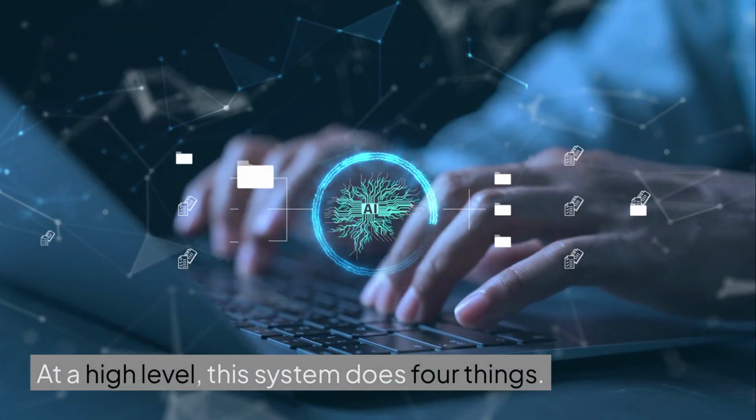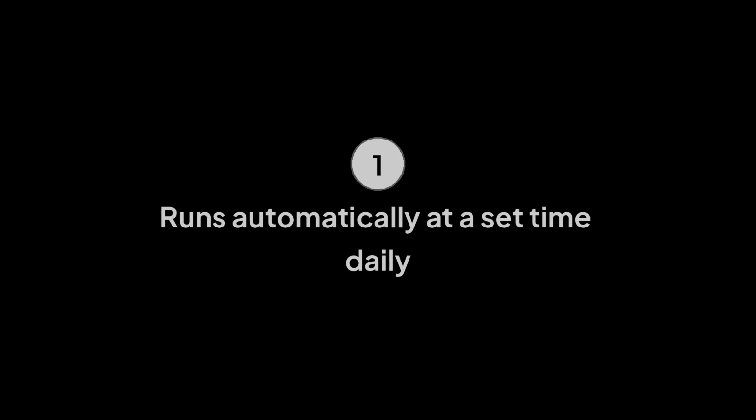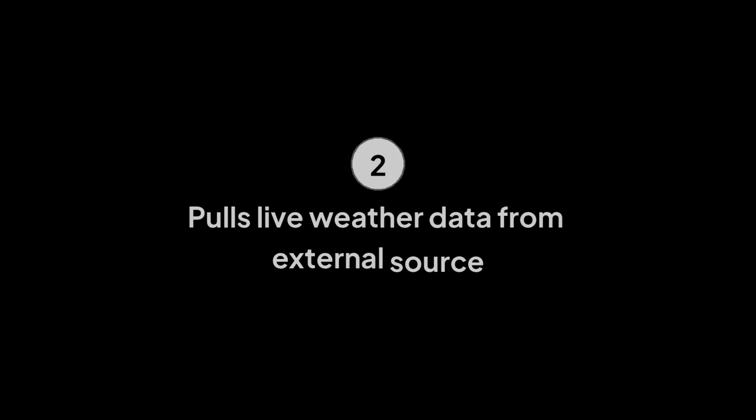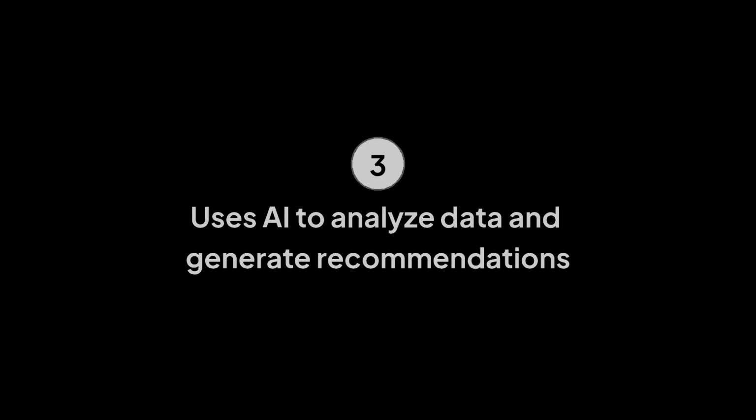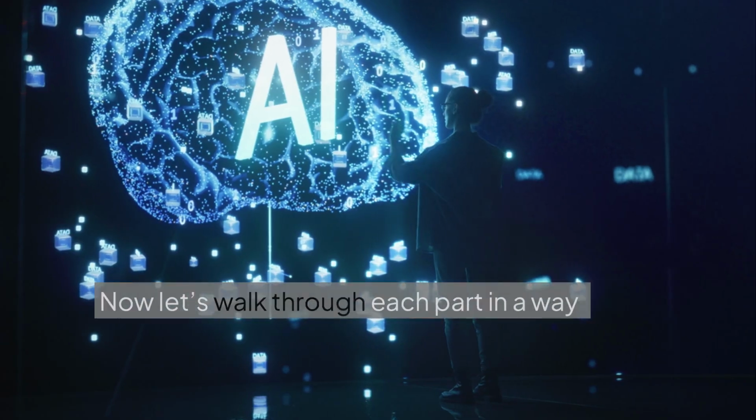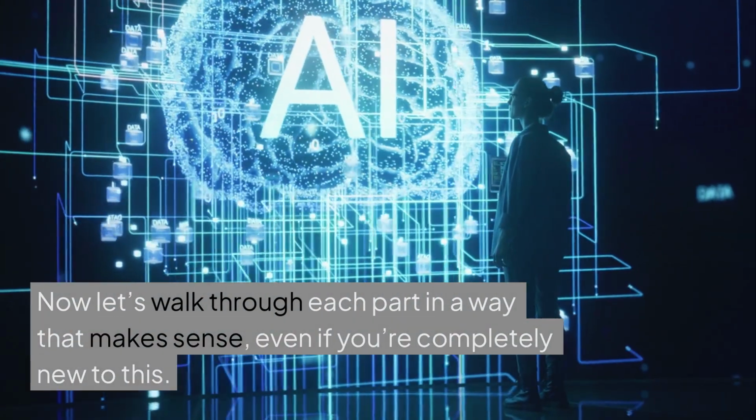At a high level, this system does 4 things. First, it runs automatically at a set time every day. Second, it pulls live weather data from an external source. Third, it uses AI to analyze that data and generate recommendations. And fourth, it sends everything in a simple email so someone can take action immediately. Now let's walk through each part in a way that makes sense, even if you're completely new to this.